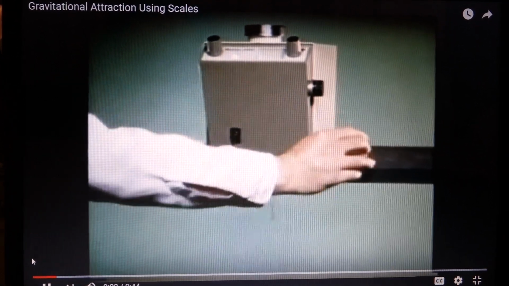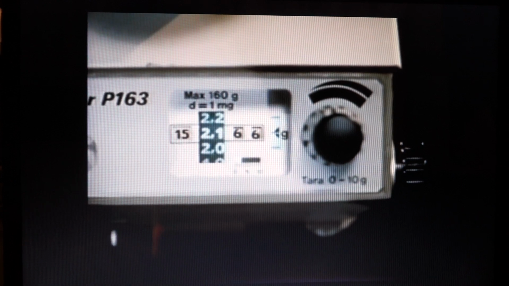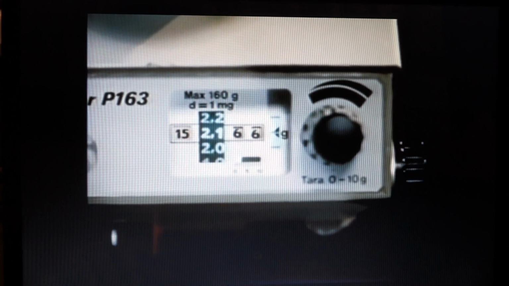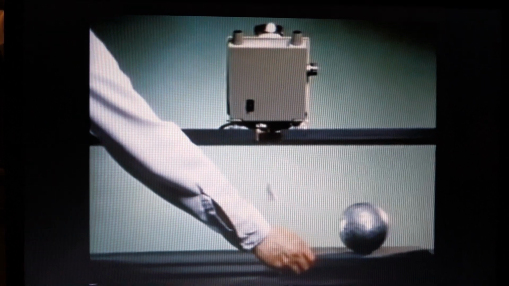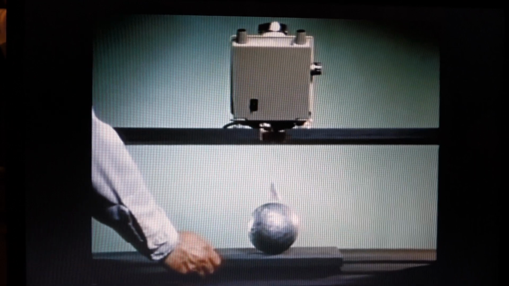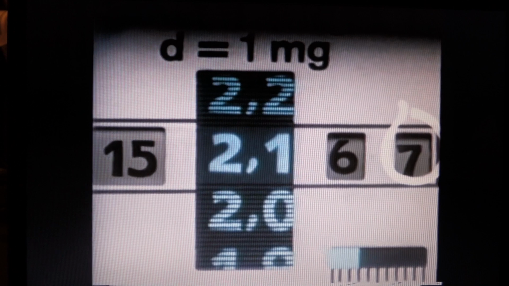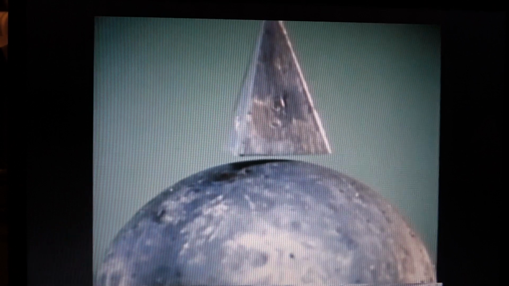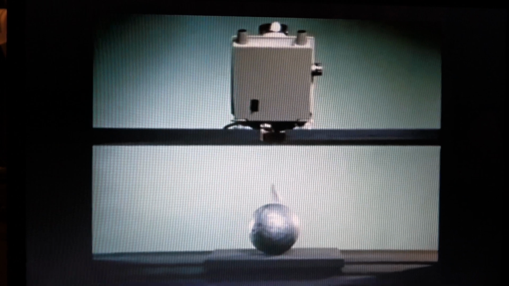First, we weigh a small lead pyramid to measure the force of attraction between it and the Earth. Its weight is 152.166 grams. Now we move the heavy lead ball under the scale, adding its mass to the mass of the Earth. The weight is increased by 1/1000th of a gram, which represents the attraction between the pyramid and the ball. When the mass under the pyramid got bigger, the force of attraction did too.